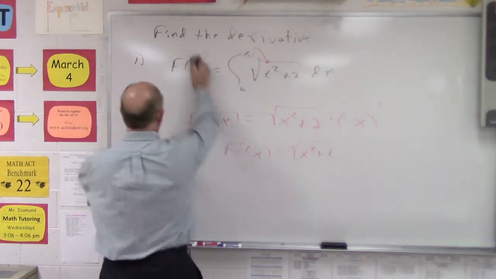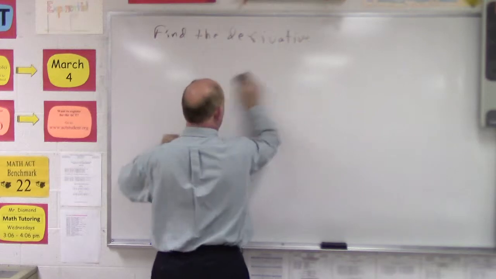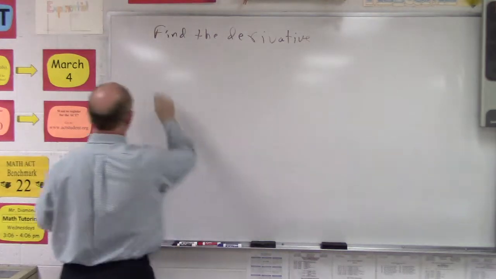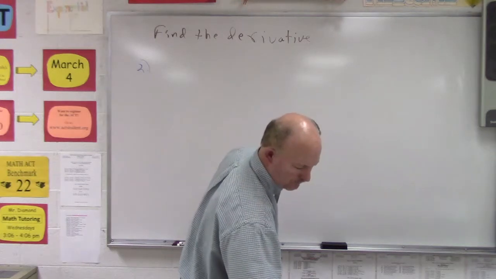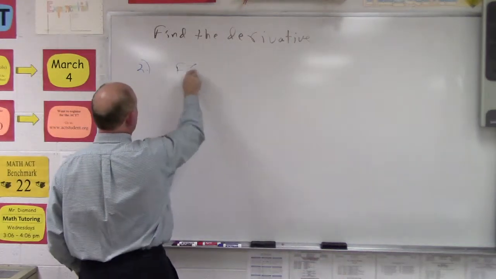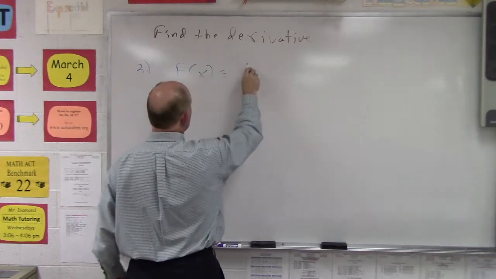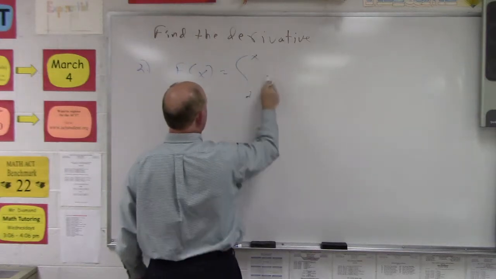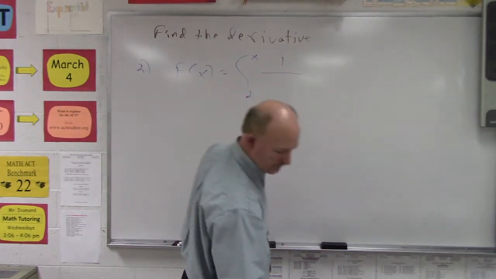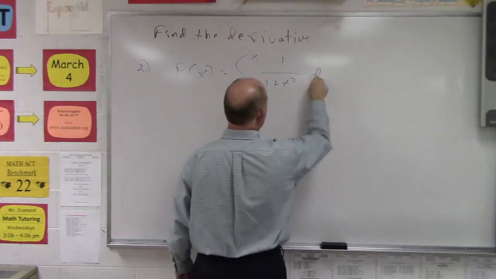Okay, so that was problem number 1. Let's try another one, number 2. That was a radical function, so let's try a fraction. Let f of x be equal to the integral from 2 to x of 1 over 1 plus t squared dt.